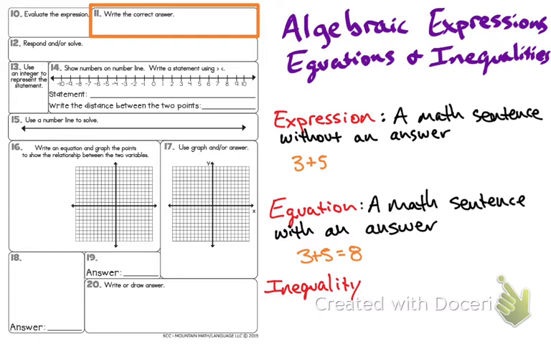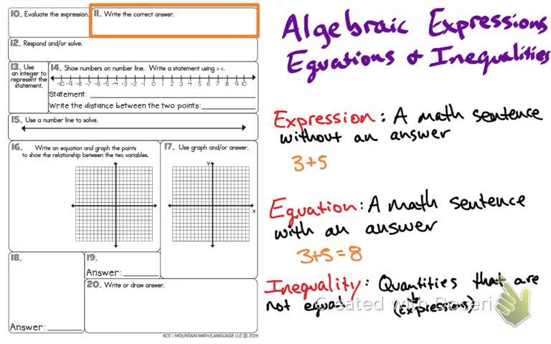The last word that we wanted to describe here was that word inequality. And an inequality is simply quantities that are not equal to each other. And I like to define that word quantity by thinking of expressions. So I can have two different expressions that represent quantities. An example of that might look something like this. 3 plus 5 is greater than 2 plus 4. And that's an example of an inequality.